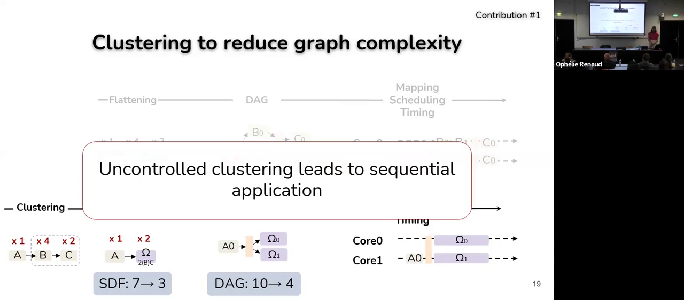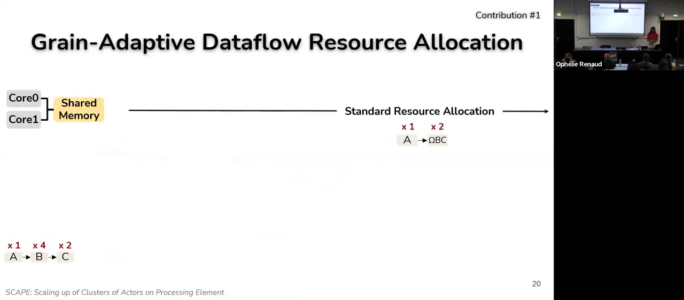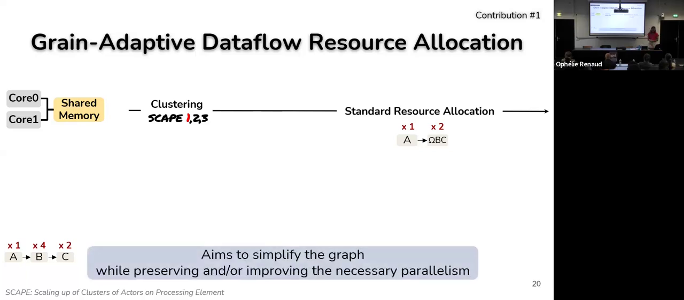But uncontrolled clustering leads to a sequential application. So this is where our contribution happens. Our work was composed of 3 contributions, but I will just explain the first contribution, which is called SCAPE, for scaling up of cluster on of factor on processing elements. The method happens upstream of the standard resource allocation process and aims to simplify the graph while preserving and/or improving the necessary parallelism.